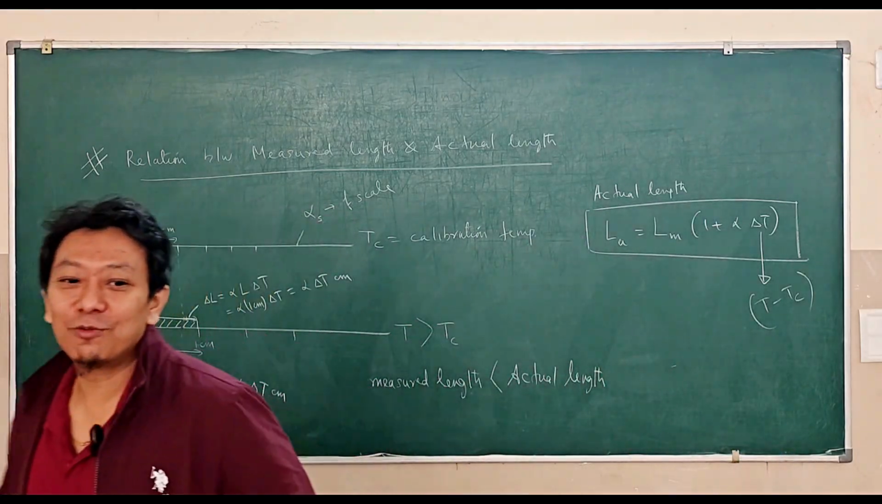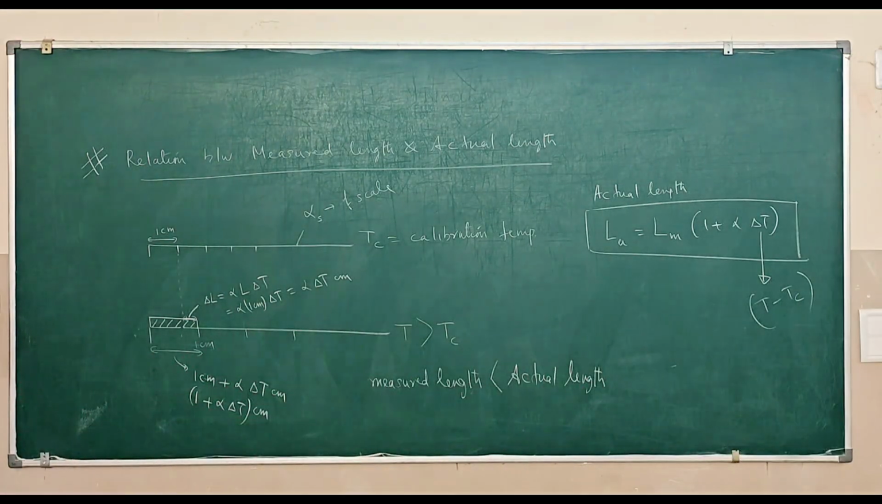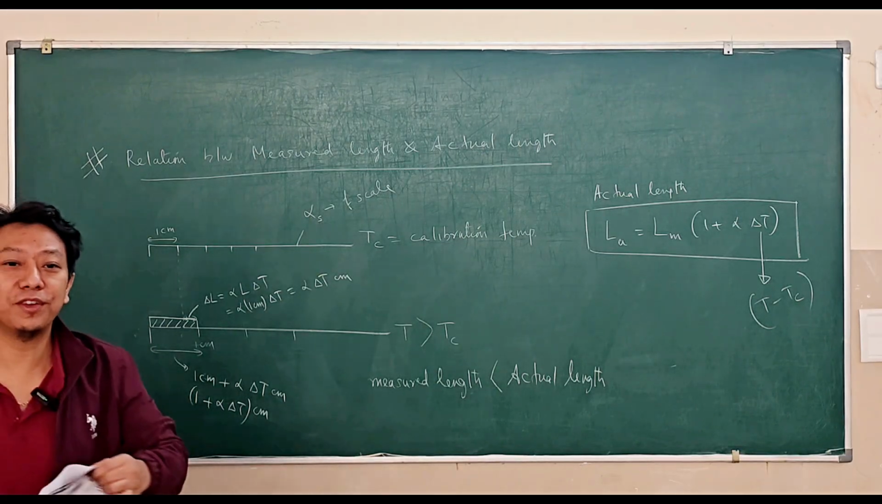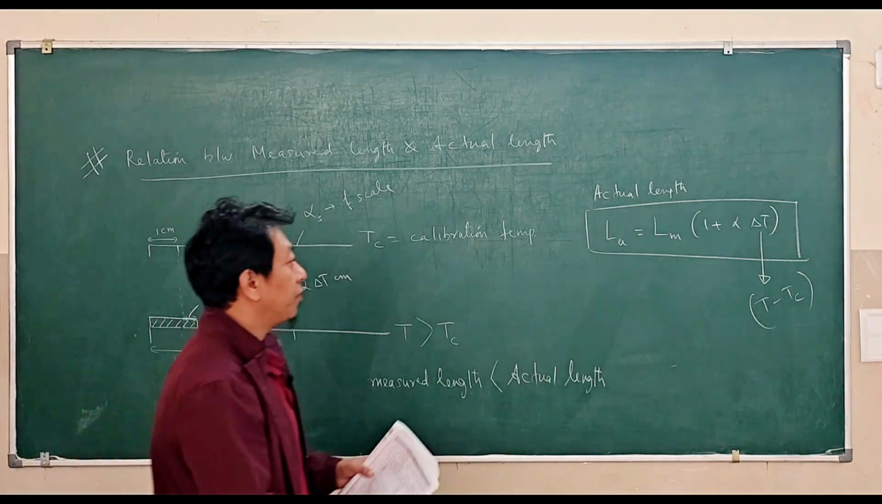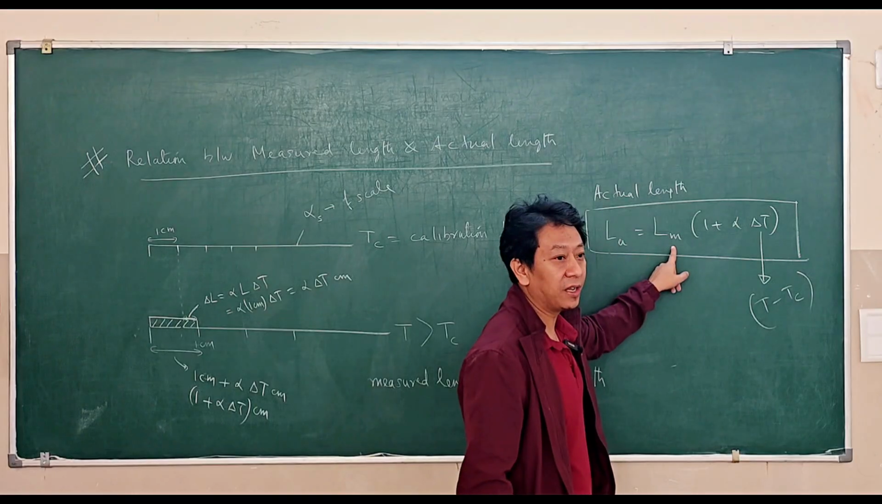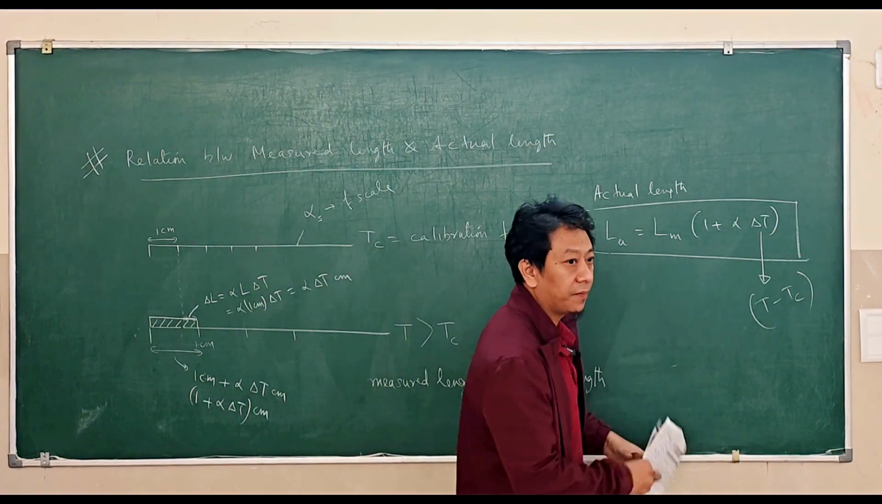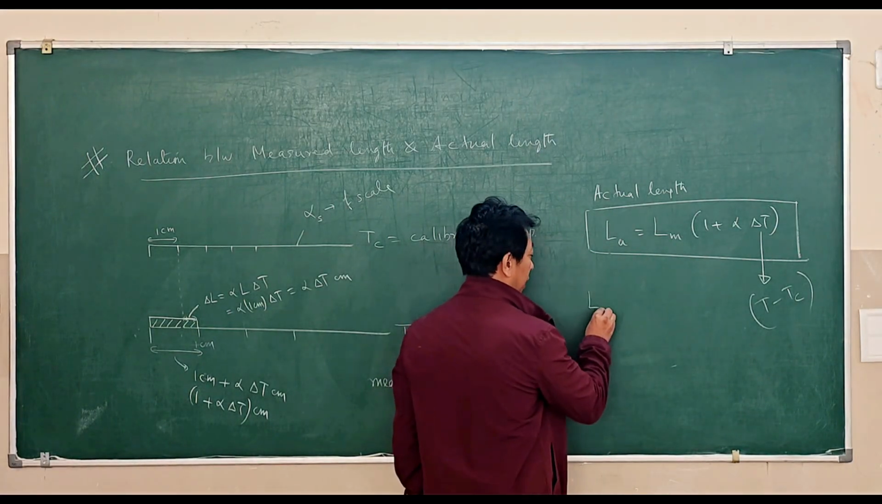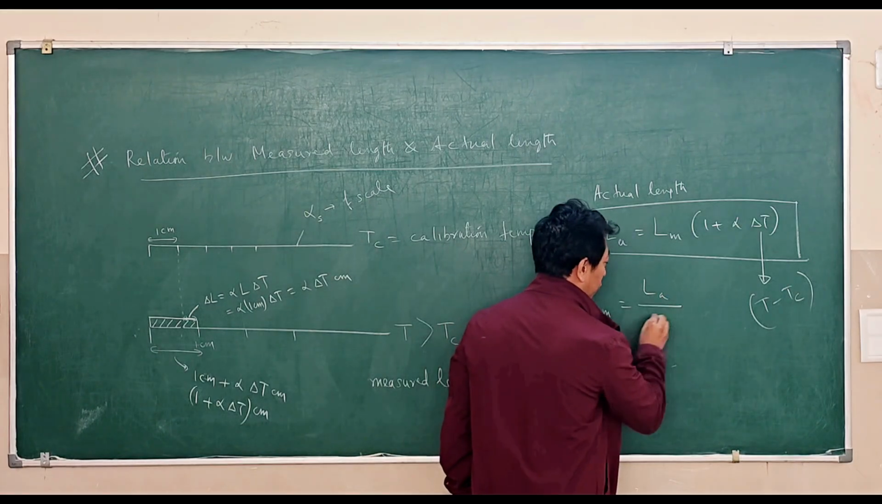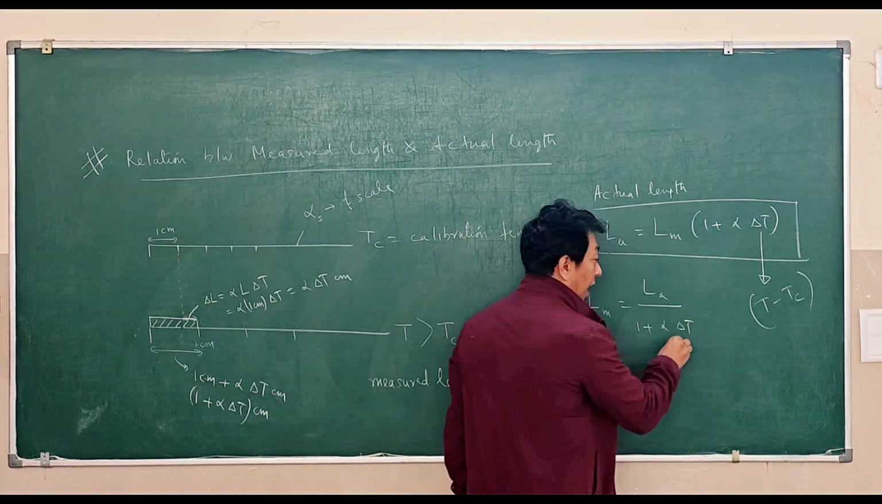Now based on this we must do one question. See this beautiful question 150. If they give you actual length and they ask measured length, ulta, cross multiply. So L measured will be L actual 1 plus alpha delta T. I forgot to tell.